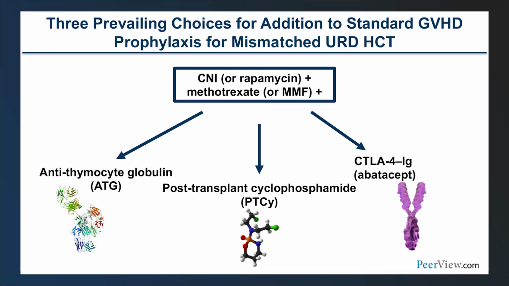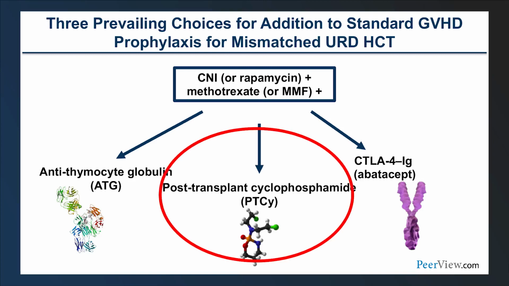and abatacept. I'm not going to discuss ATG here because I'll tell you that the data now really strongly suggests that it is not the best option for these patients. I'm going to start with discussing PTCY. There's in fact a really nice publication in Blood from 2 years ago that did a retrospective analysis of EBMT data between PTCY and ATG and really showed that PTCY was better.